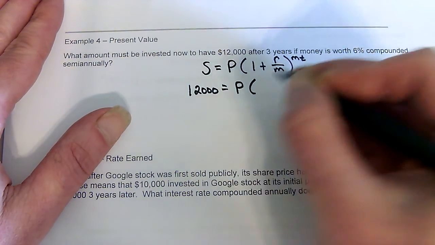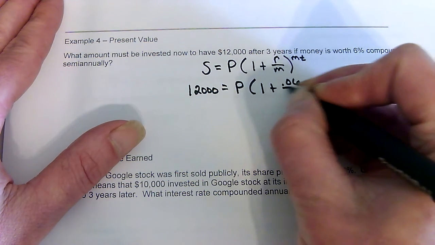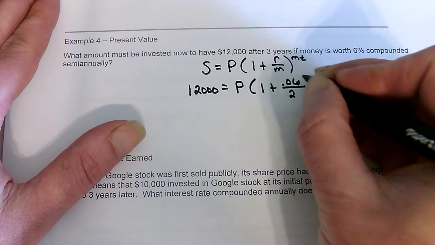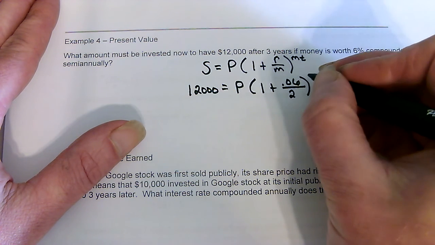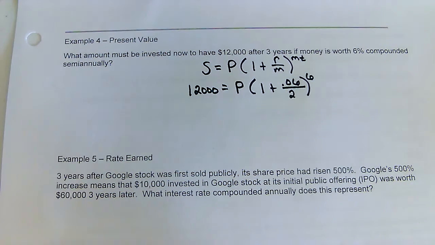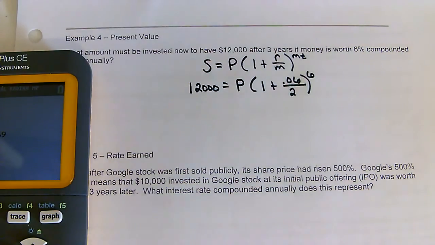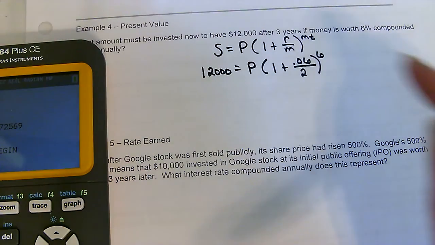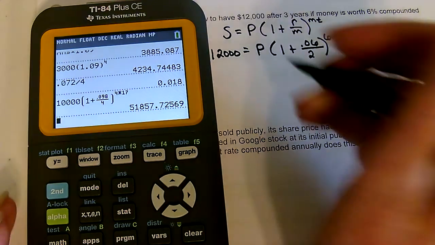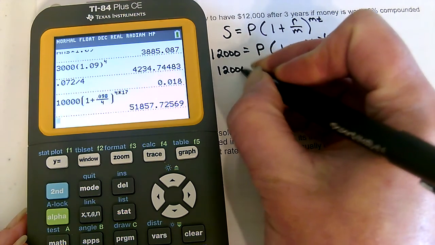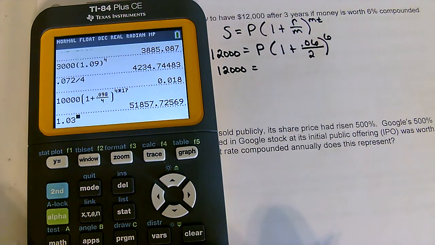We don't know what our principal is, but we know the rate is 6%. Compounded semi-annually is twice a year, and that'd be 2 times a year for 3 years, so that'd be a 6 up here. And we would just solve the equation. So I'd end up with 1.03. So 12,000 equals P times 1.03 to the 6th power.